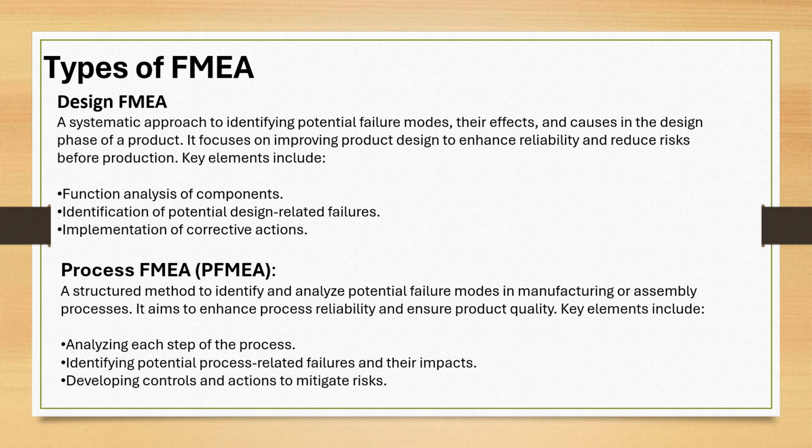Next is developing controls and action to mitigate the risk. So implementing the preventive measure and corrective action to address identified risks if that risk is at higher category, right? So by systematically addressing process related risk, process FMEA ensures a smooth operation and high quality outcomes, right?